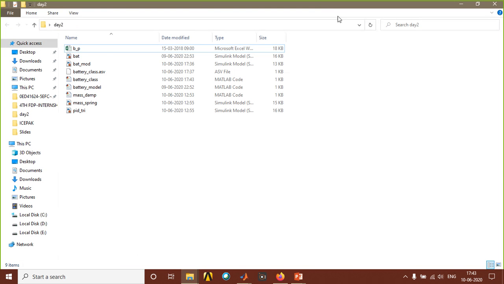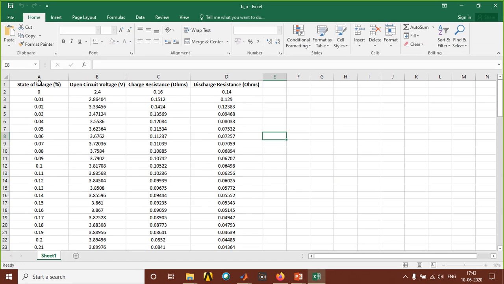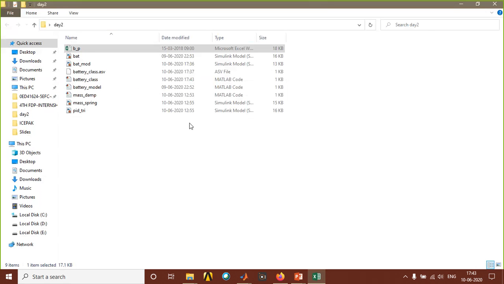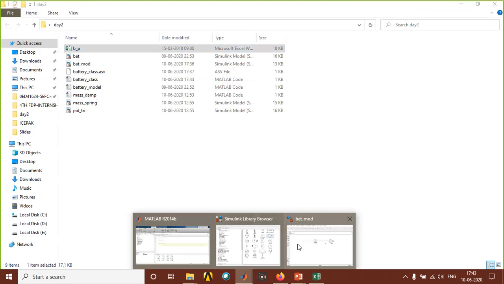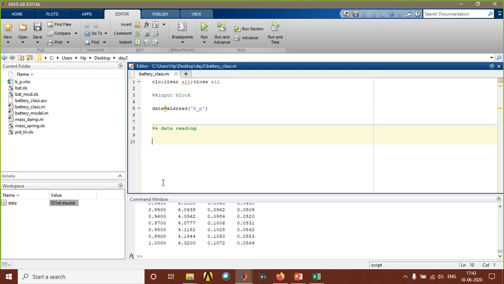In order to use an Excel sheet, xlsread is the default command. See, the first column is state of charge, the second column is OCV, next is charge resistance, another one is discharge resistance. Likewise, I am going to read the data separately. So go down. First, I'm going to read SOC. I'm going to read it from data, because that's what I named it.